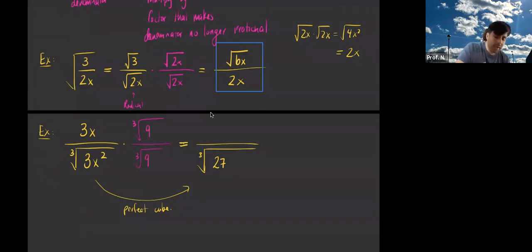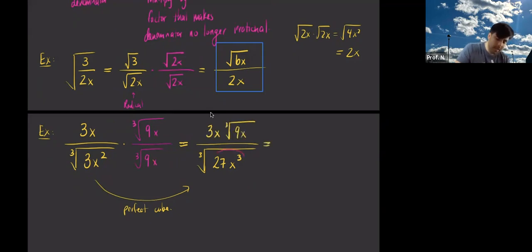And then x squared, I'm so close to making it a cube, right? I just want to make this into an x cubed so that it's a perfect cube. So then what do I need to multiply x squared to become an x cubed? I just multiply it by x. And now look what I have on the top. I got 3x cube root of 9x.